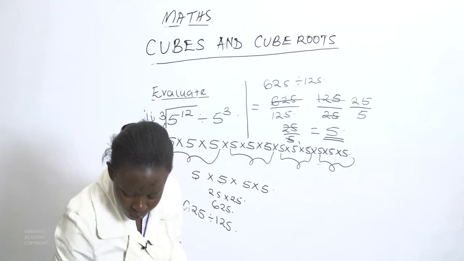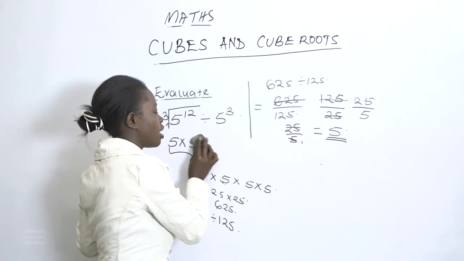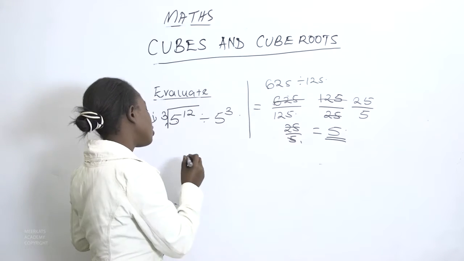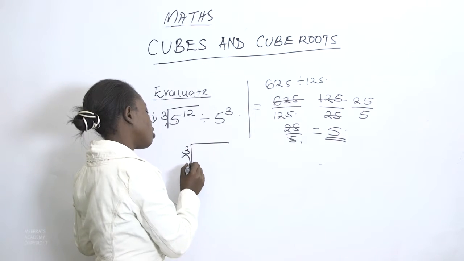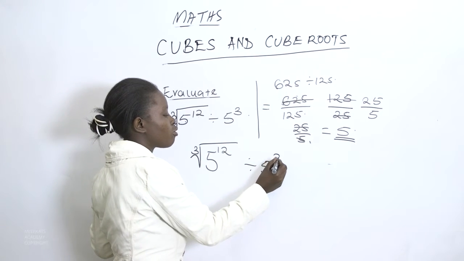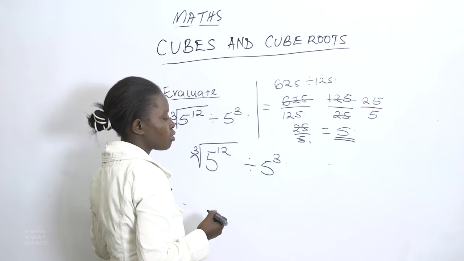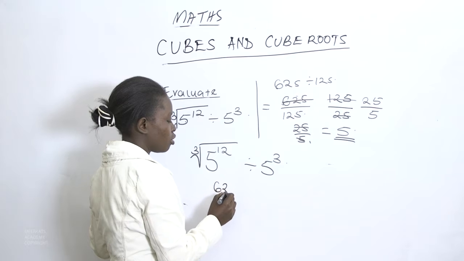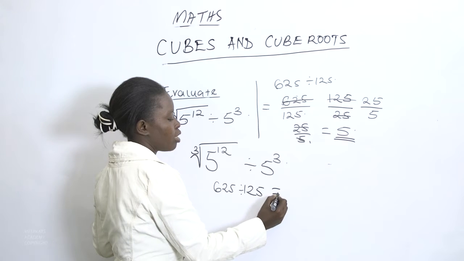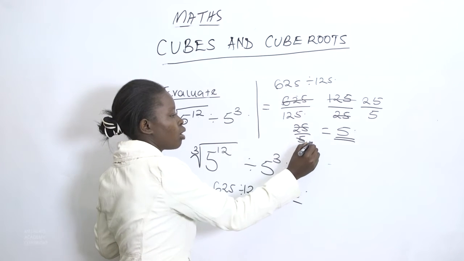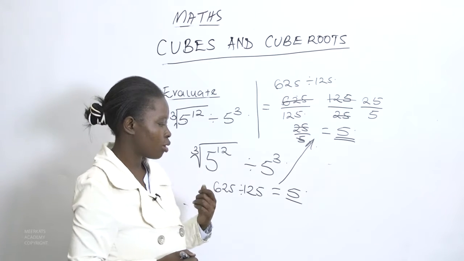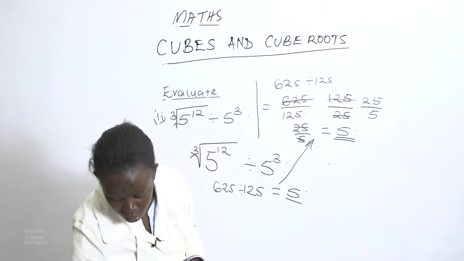So we are simply saying that the sum that we are working out is the cube root of 5 to the power of 12 divided by the cube of 5 to the power of 3. And we are saying this is the same as 625 divided by 125. And the answer is 5 from the calculation that we've done. So from that calculation, we find that 625 divided by 125 gives us 5.